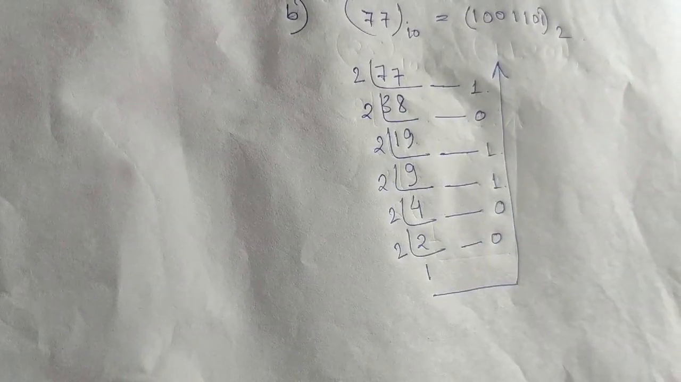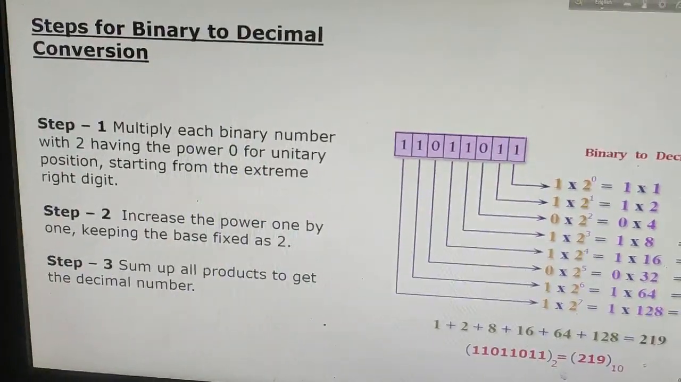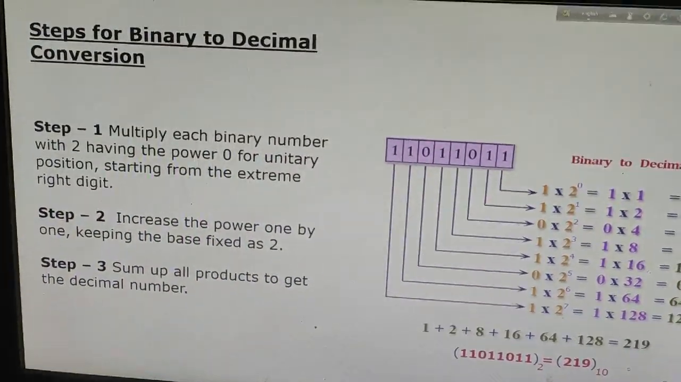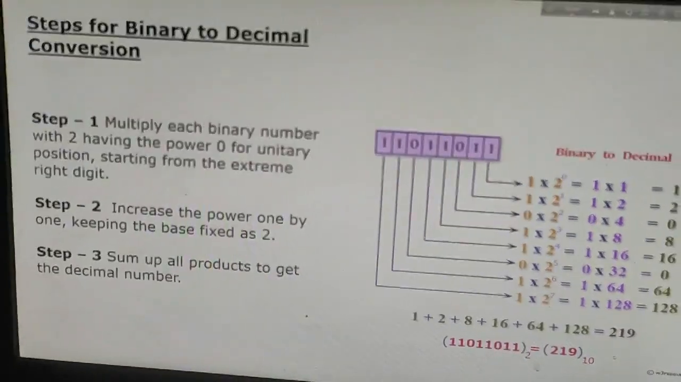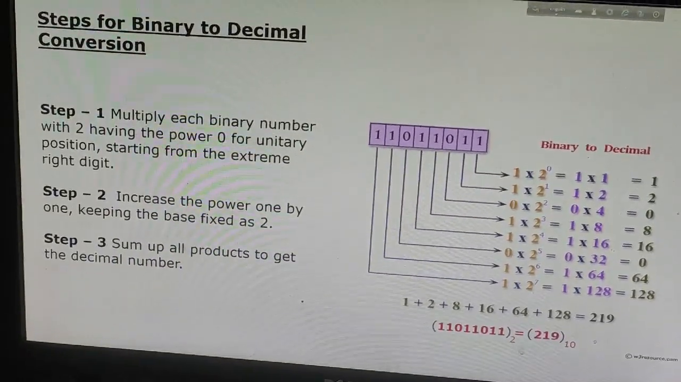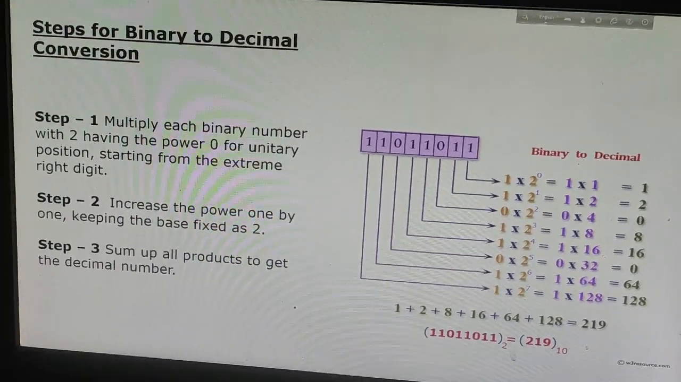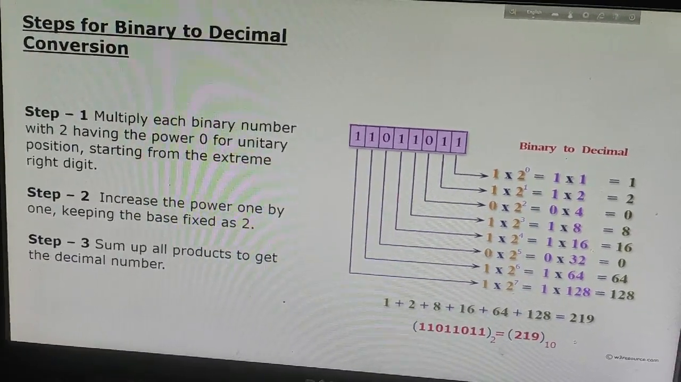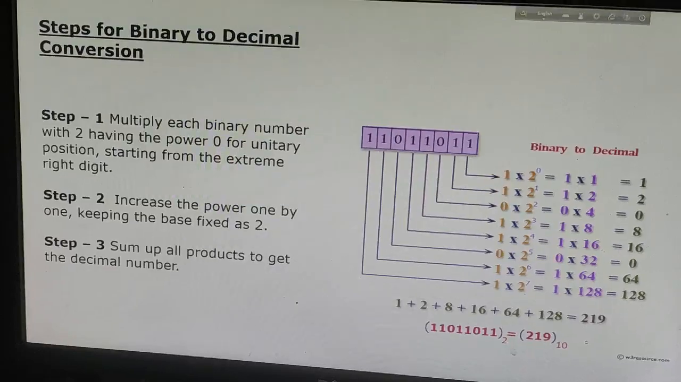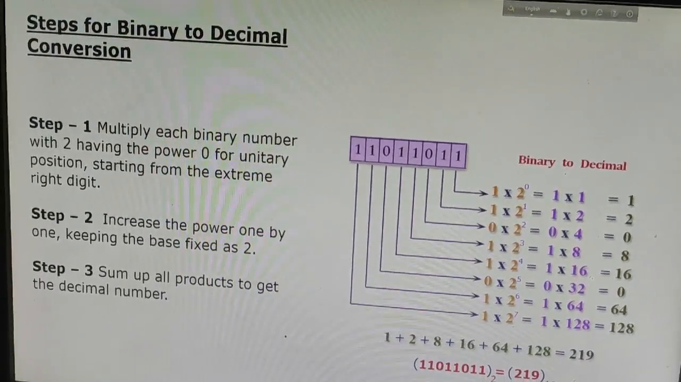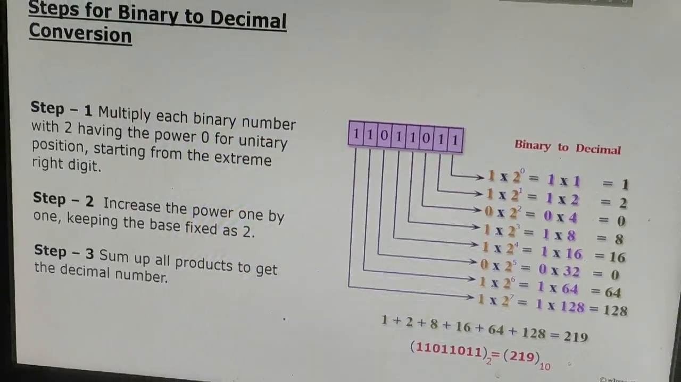Now moving on to the next slide, we will start with binary to decimal conversion. You have already studied how to convert from decimal to binary. The next step is to convert from binary to decimal. If you have any binary input, how do you convert it to a decimal output? So what are the steps involved?